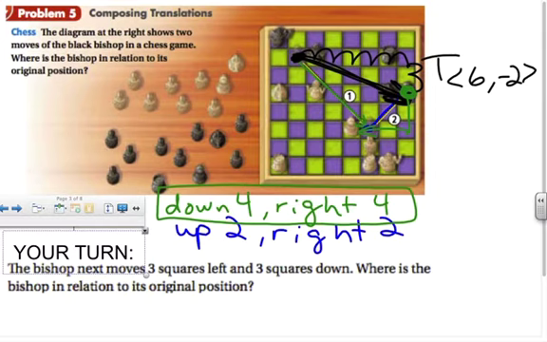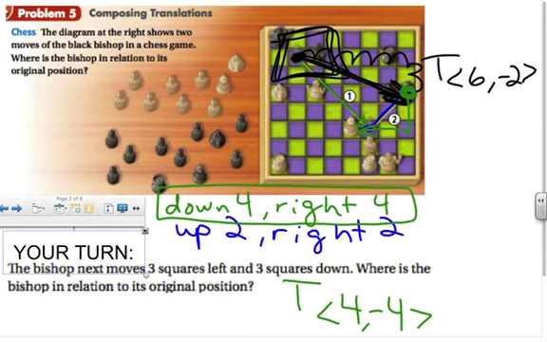Well, right is the horizontal direction, so that's the first number I write down, and right is a positive direction. And then down is a negative direction, so I write a negative sign, and he moved down 4 spaces from where his original location was way up here. That's the bottom line of what they're asking you.